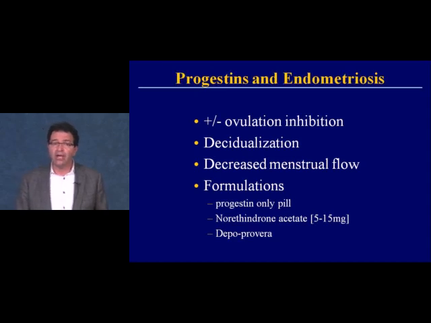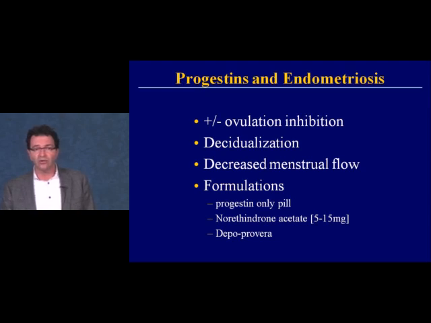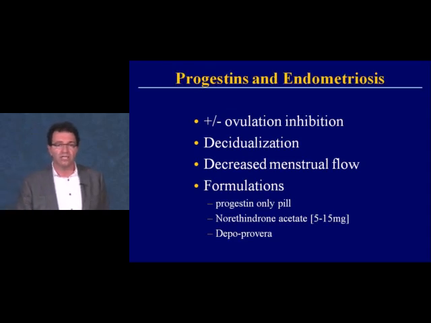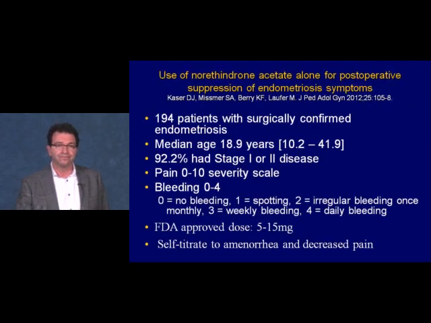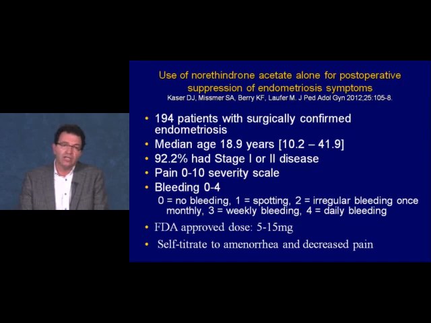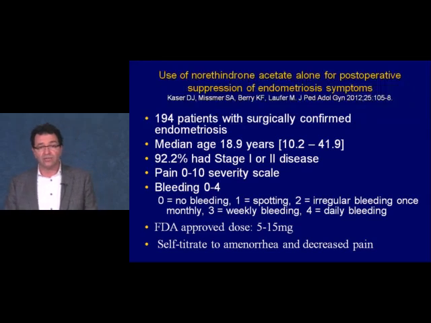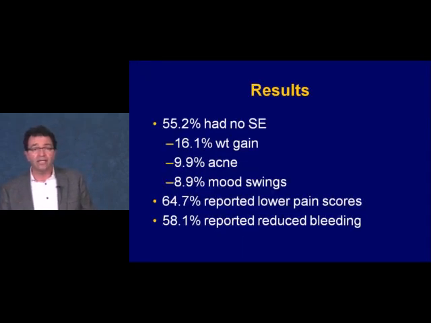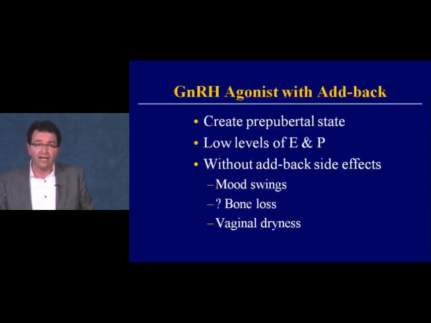Progestin-only therapy may or may not inhibit ovulation. It does decidualize the endometrium. The goal is to decrease menstrual flow, and we try to use progestin-only pills or the mini pills, Agestin or norethindrone acetate in a 5 to 15 milligram dosage, which is the FDA-approved dosing for this therapy, or Depo-Provera. We have performed a study of adolescents with the utilization of norethindrone acetate for treatment of endometriosis. And we found great success with this therapy, and it is one that we have increased utilization with minimal side effects or decreased side effects.